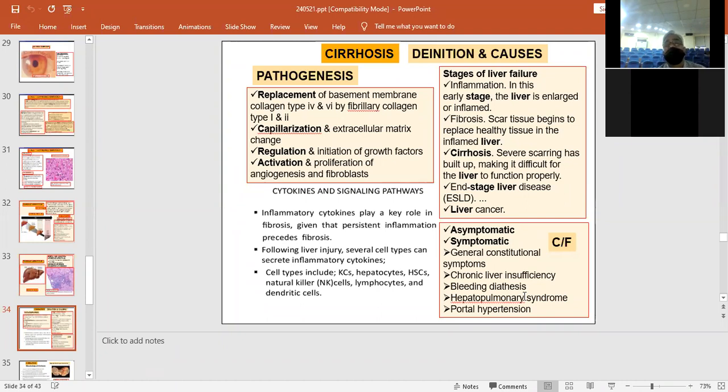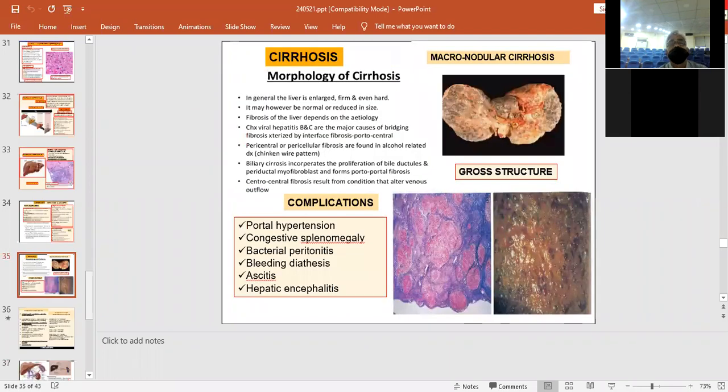Anyway, we were talking about the clinical features and then the stages: different stages of liver inflammation, fibrosis, cirrhosis and end stage liver. It follows the same pattern which we talked about in the initial lectures.